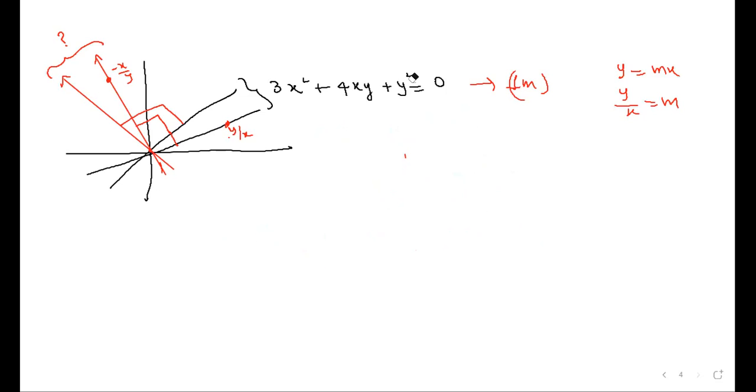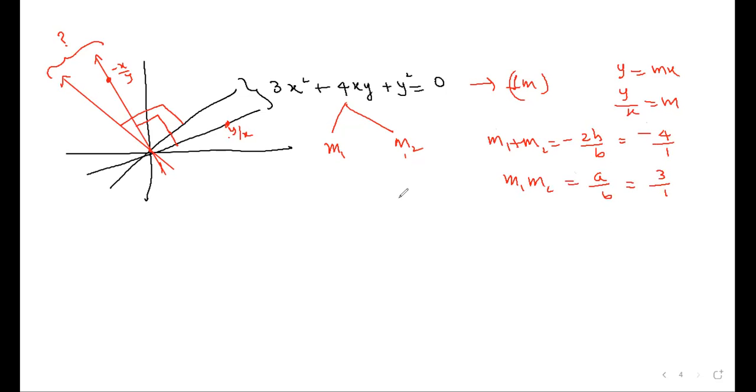The whole story you have to write. Assume the slopes of the lines as m1 and m2. Then m1 plus m2 is minus 2h upon b, so minus 4 upon 1. And m1 into m2 is a by b, so 3 upon 1. So the slope of this is m1, and the slope of this is m2.